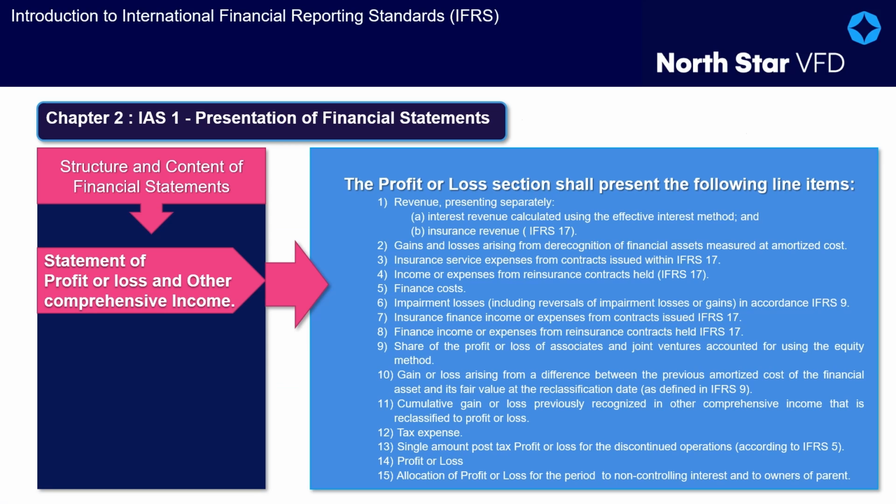A. Interest revenue calculated using the effective interest method, and B. Insurance revenue as required by IFRS 17. 2. Gains and losses arising from the derecognition of financial assets measured at amortized cost. 3. Insurance service expenses from contracts issued within the scope of IFRS 17. 4. Income or expenses from reinsurance contracts held, as required by IFRS 17. 5. Finance costs. 6. Impairment losses, including reversals of impairment losses or impairment gains, determined in accordance with IFRS 9.